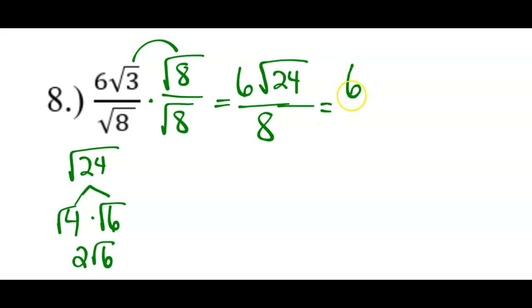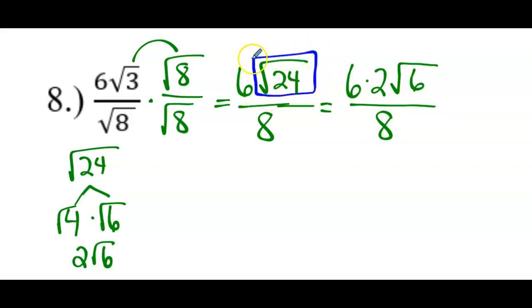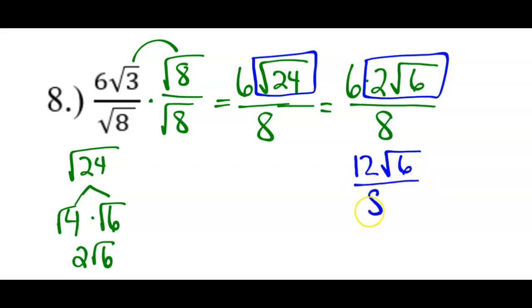But I still have my 6 out here. I need to put my 6, multiply by 2 times the square root of 6, and my 8. So all I did there was substitute the square root of 24 for 2 times the square root of 6. But now I have to simplify that. What's 6 times 2? Well, it's 12 times the square root of 6 divided by 8.